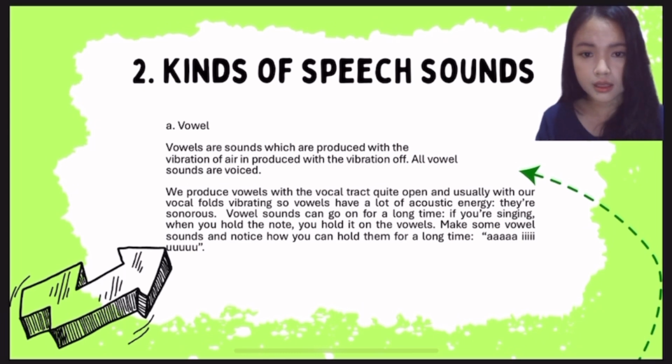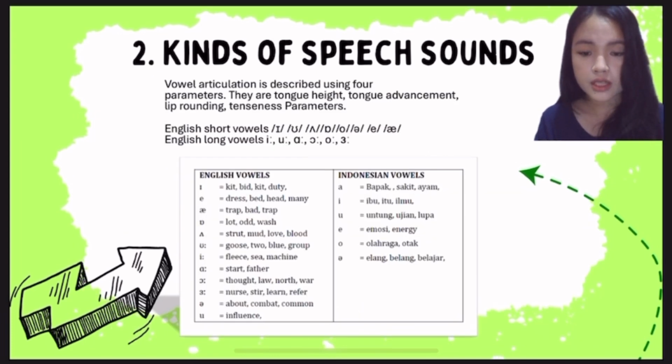A, I, U. So vowel articulation is described using four parameters. They are tongue height, tongue advancement, lip rounding, and tenseness parameters. As we can see in here, I have already put the example of English short vowels and English long vowels.